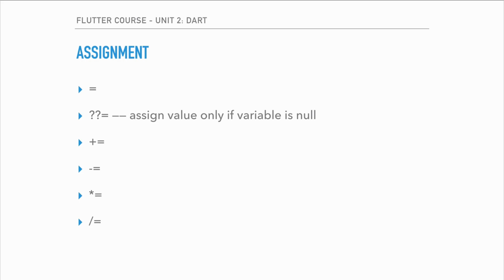Okay, then next we have assignment operators. The only weird assignment operator here is this 2 question marks and then equals. This is essentially just going to assign the value only if the variable is null. We're going to take a look at an example here, but first of all, let's go over all the other ones. The first one is very simple, just equals. We've already seen that in action.